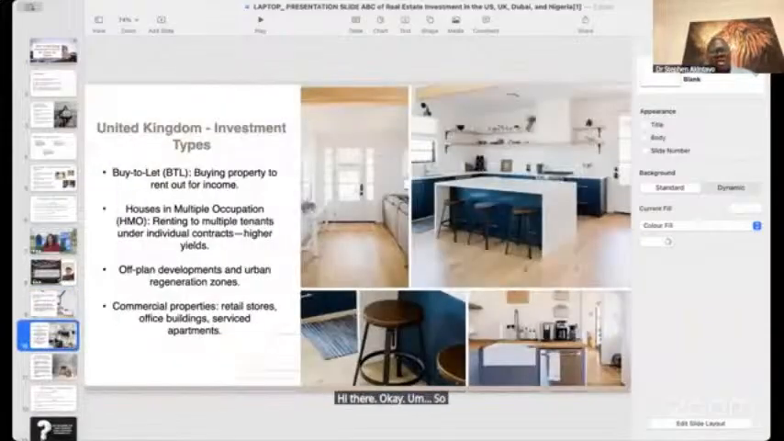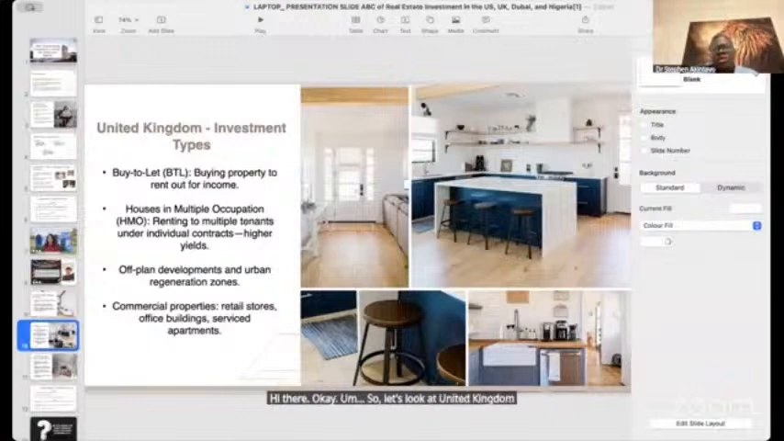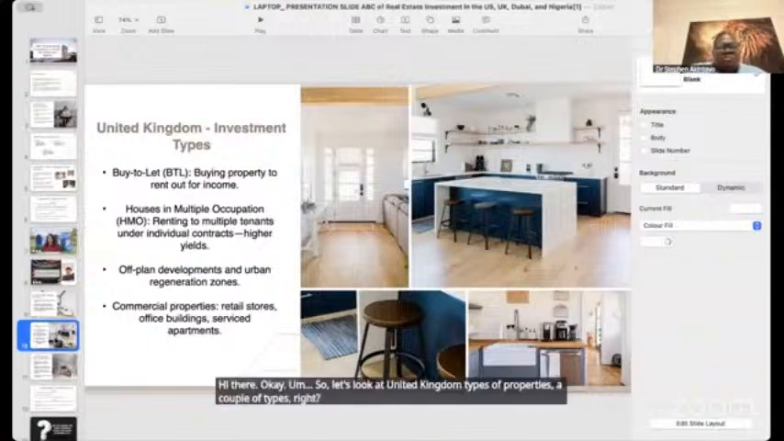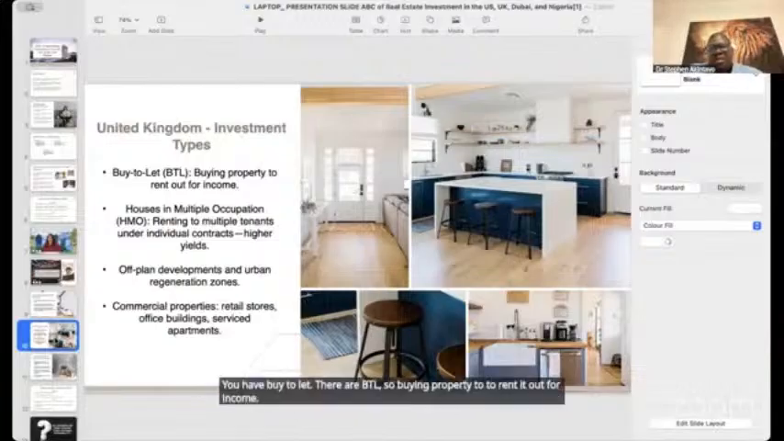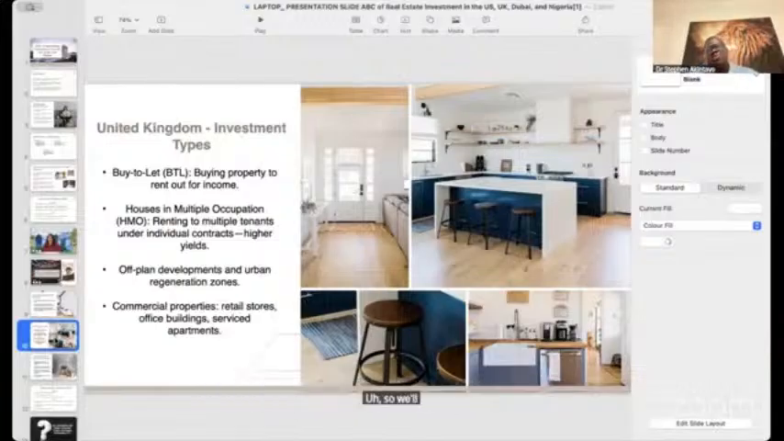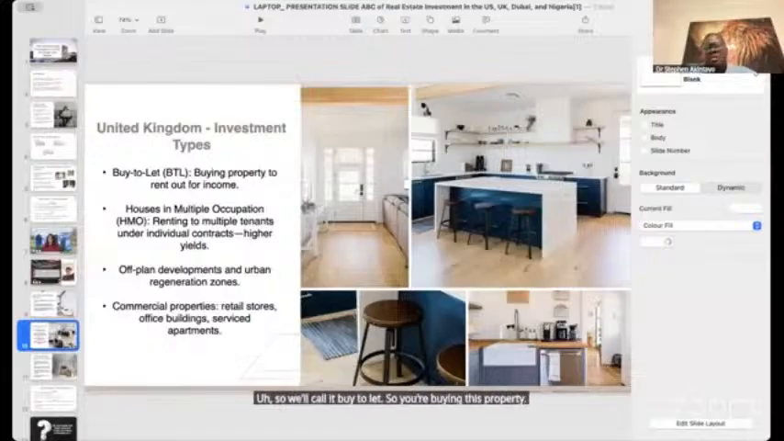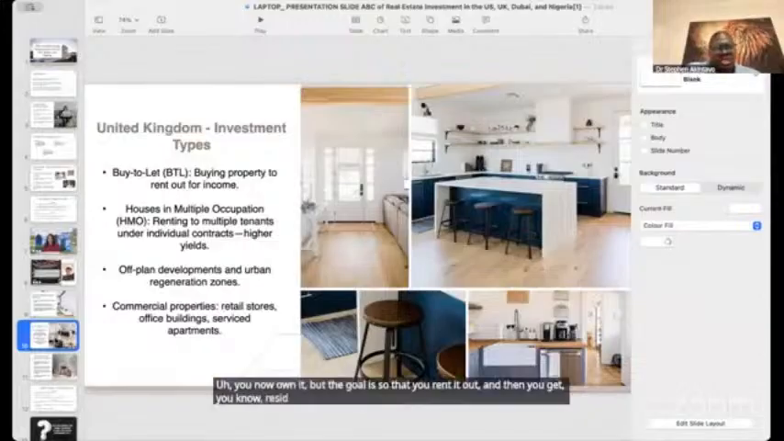So let's look at United Kingdom types of property. There are a couple of types, right? You have buy to let, BTL. So buying property to rent it out for income. We call it buy to let. You buy this property, you now own it, but the goal is to rent it out and then get residual income from the rent.